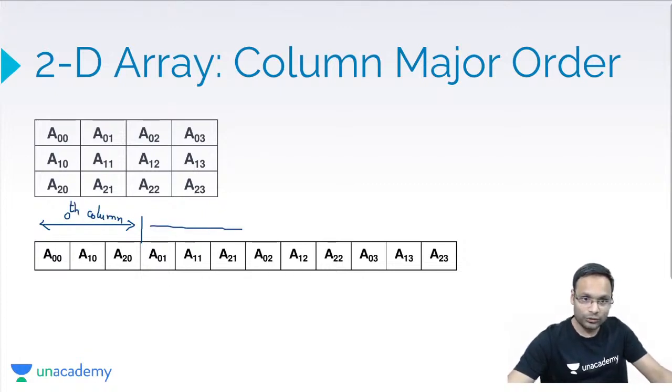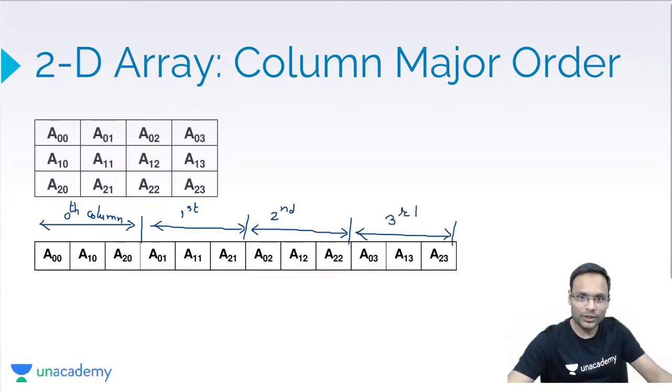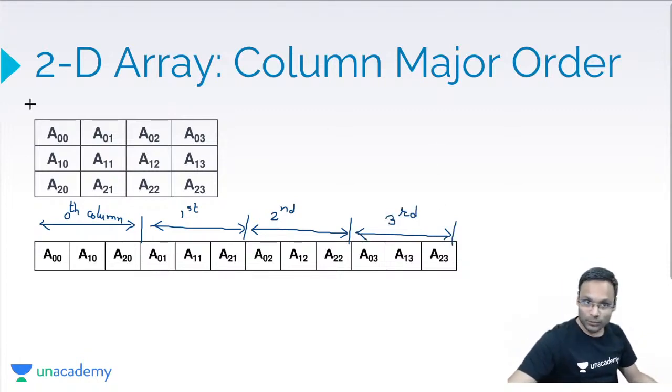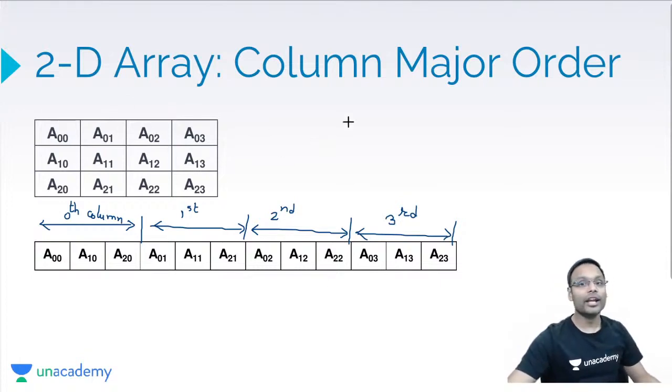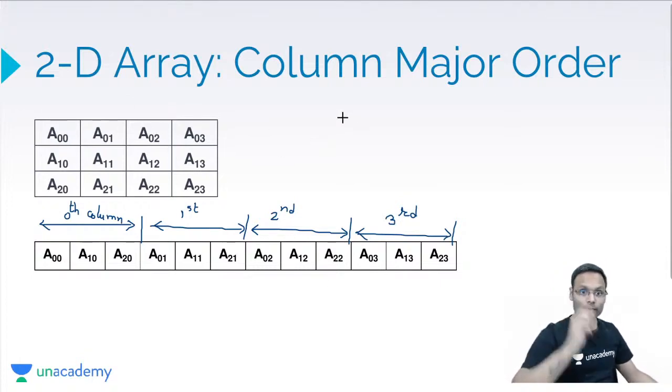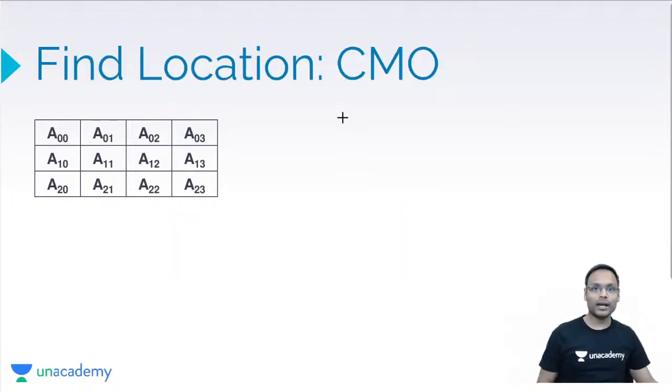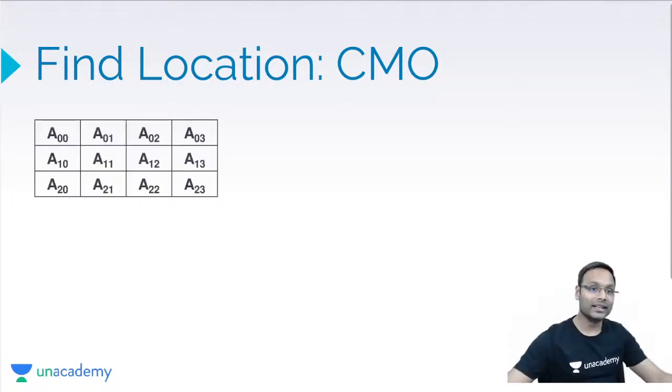Then we have 3 elements of first column. Then we have 3 elements of second column. Then we have 3 elements of third column. 0 to 3, 4 columns, yes, 4 columns, each column having 3 elements. If you want to get the location of CMO, how do you get it? क्या आप बेसिक फॉर्मूला बता सकते हो?